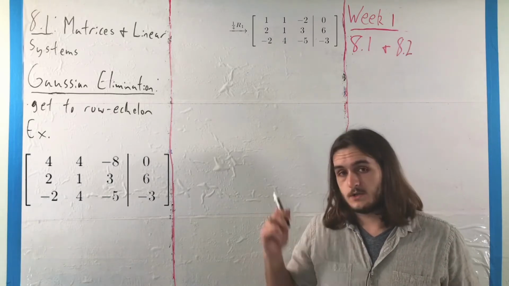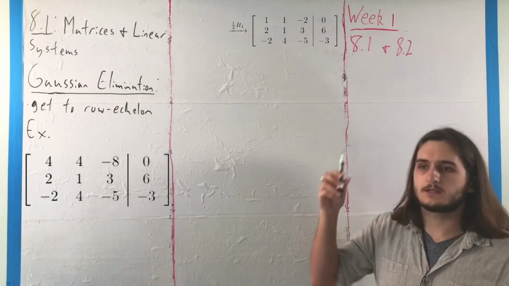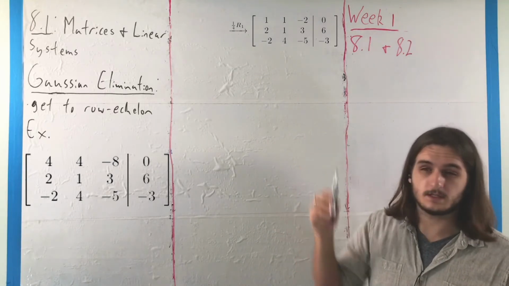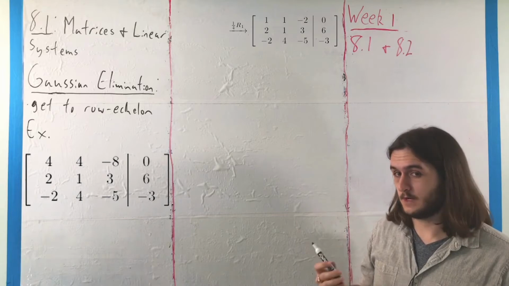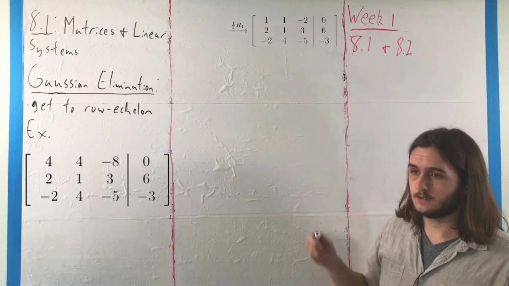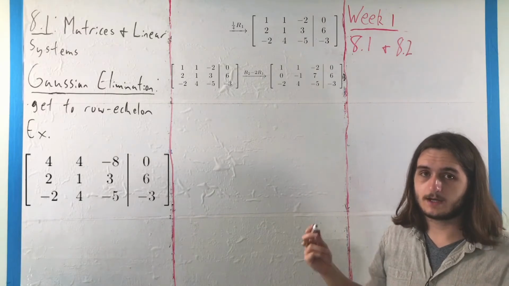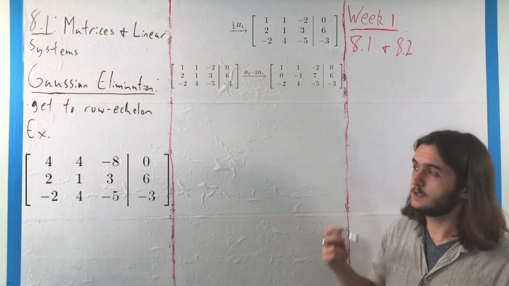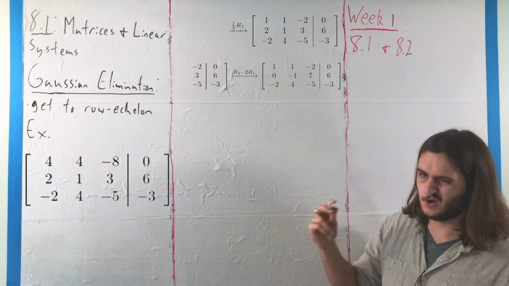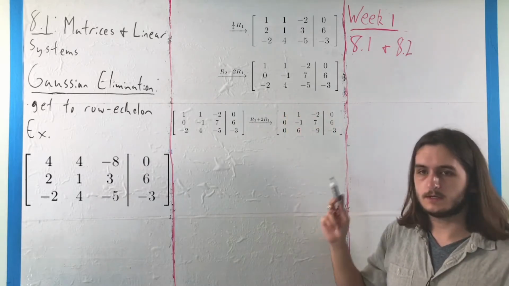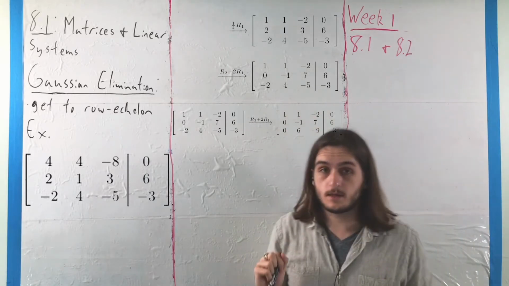From there, what you want to do is clear out the rest of that first column, because you want zeros below the 1, right? So to do that, if you got a 1 up there, you got a 2 below it, you're going to need to subtract 2 R1s to get rid of the 2, and you're going to need to add 2 R1s to get rid of the negative 2 in the third row.